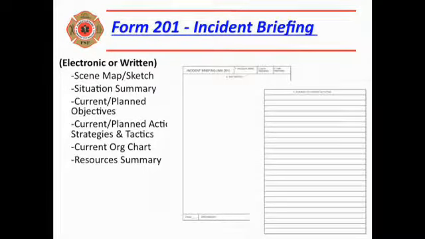There's a few key answers that you have to answer on the 201 form. This form, you can hand write it. It's available in electronic format. I'd even be glad to send it to you if you want it. The few key things that go on the 201 form is a scene map and sketch that you can quickly draw. What's a situation summary? What are we doing right now? What's happening? What are our current planned objectives? Secure the area, stop the hazmat leak, put out the fire, and then those tactics and actions we're going to use to make that objective happen.